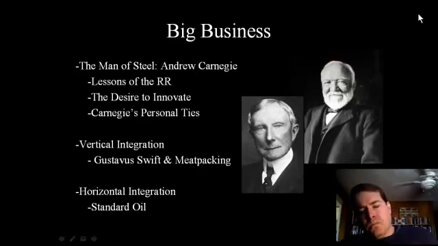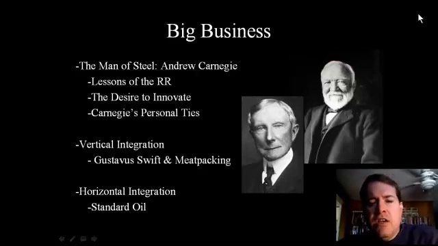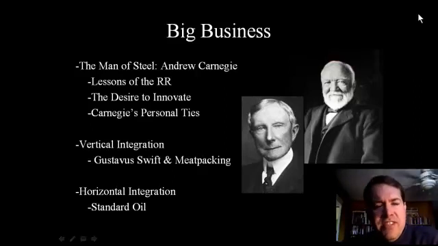Now, Carnegie, in creating Carnegie Steel, showed many of his contemporaries the lessons that you would need to follow in order to be successful. You would have to have a desire to innovate. Always stay on the cutting edge of technology, or you get left behind. Know your industry, because it was Carnegie's personal ties and knowledge of the railroad industry that allowed him to know what and how to undercut his competitors.